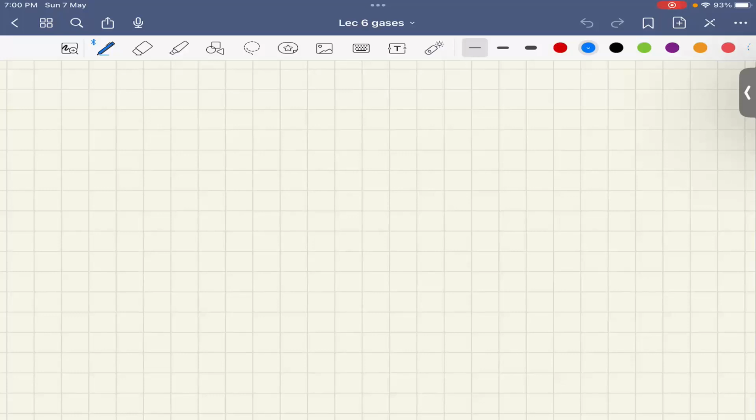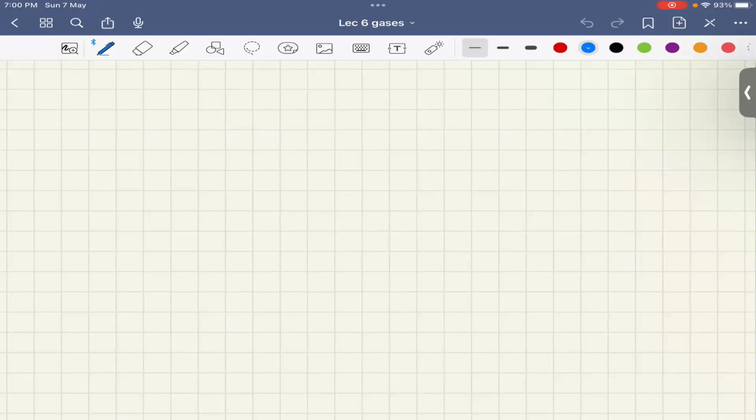Welcome everyone to this sixth lecture, states of matter, gases and liquid. In the previous classes, we covered various gas laws like Boyle's law, Charles' law, and Avogadro's law. Further, we have also studied the ideal gas equation, and in the last class we also touched upon Dalton's law of partial pressure.